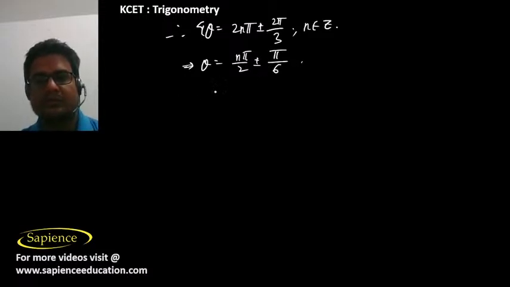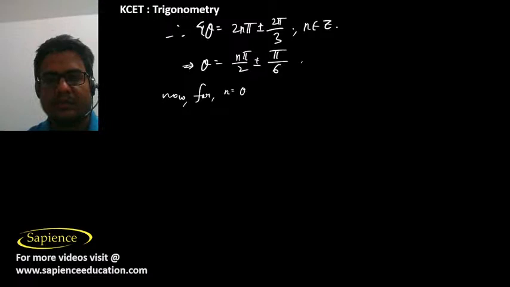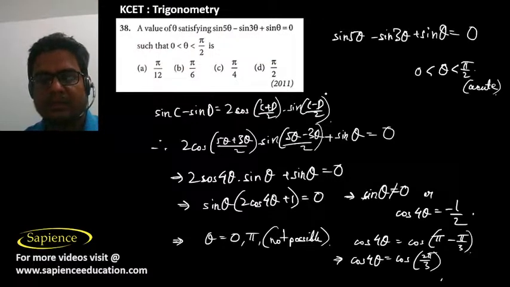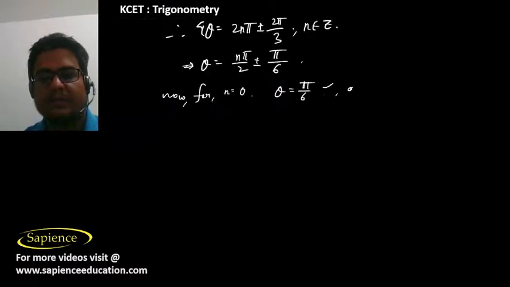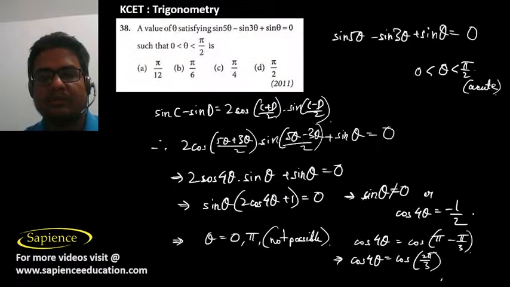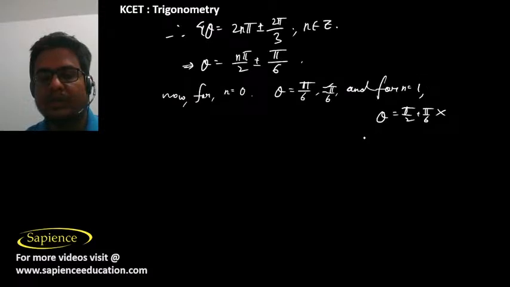So now if I take n equal to 0, then theta will be equal to plus or minus pi by 6. So pi by 6 I can take, and minus pi by 6 also I can take. For n equal to 1, theta will be equal to pi by 2 plus pi by 6, but it should not be more than pi by 2. So this value we cannot take.